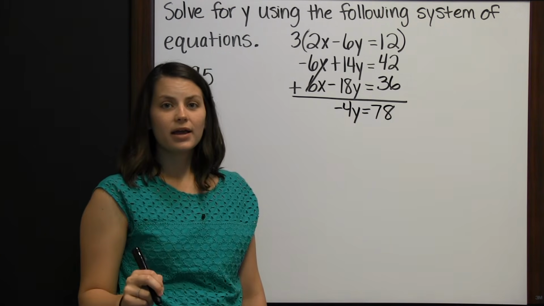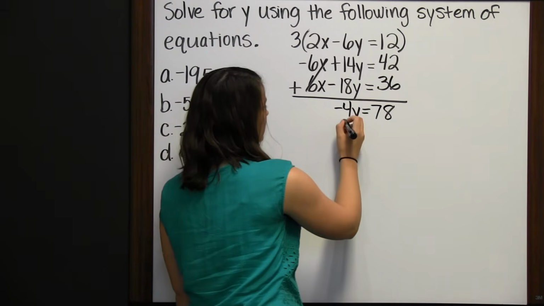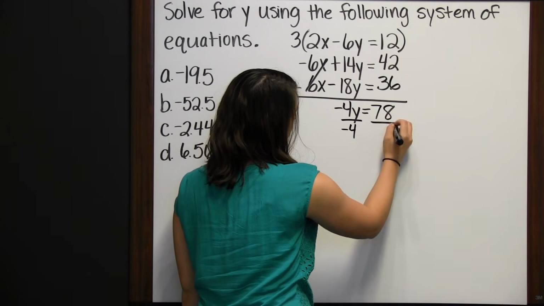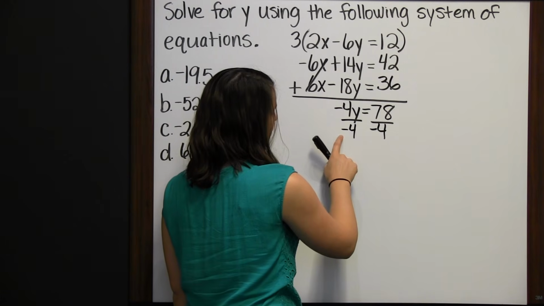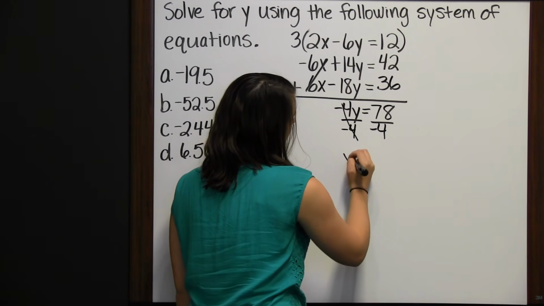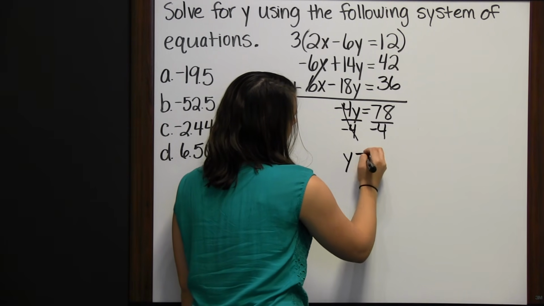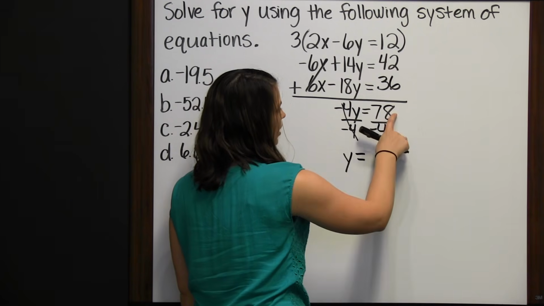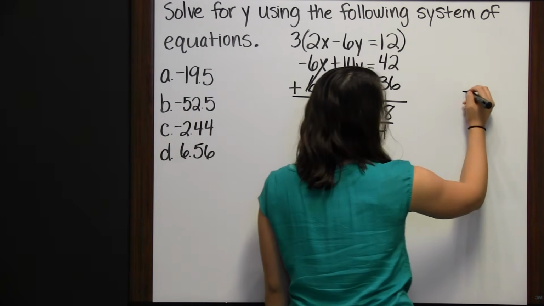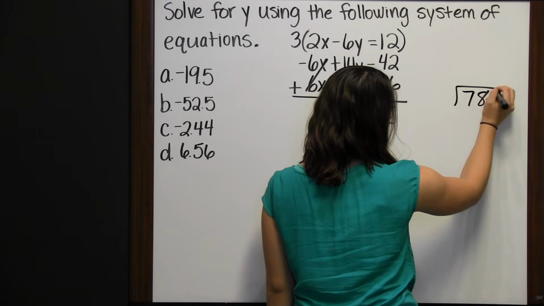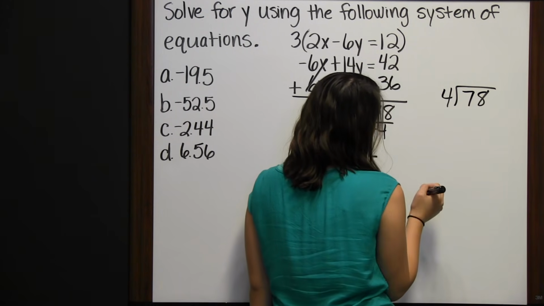Then to solve for y, I need to divide both sides by negative 14. Negative 14 divided by negative 14 is 1 times y is y equals, a positive divided by a negative is a negative. And then I just need to go off to the side and divide 78 by 14.